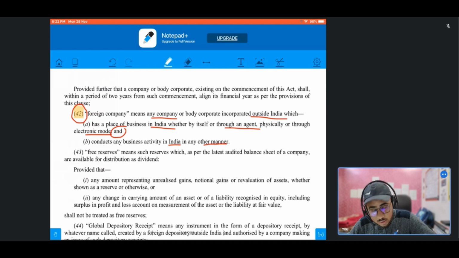Now, this "any other manner" is prescribed under the rules, and the rules say that business activity may be conducted in the form of telemarketing, telecommunicating, telemedicine, or any sort of information and education research, or it may be supply chain management business, or web based marketing, or any sort of B2B and B2C transactions. So, if any such company which is incorporated outside India and has a place of business in India conducts such businesses which we discussed, that company will be called a foreign company.